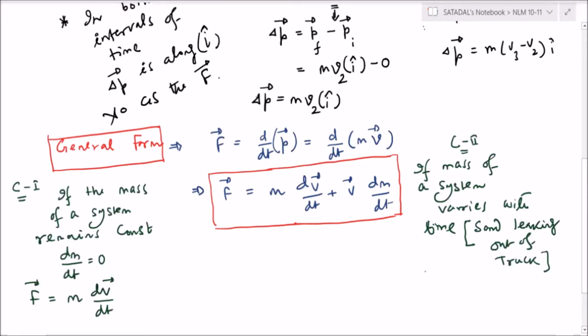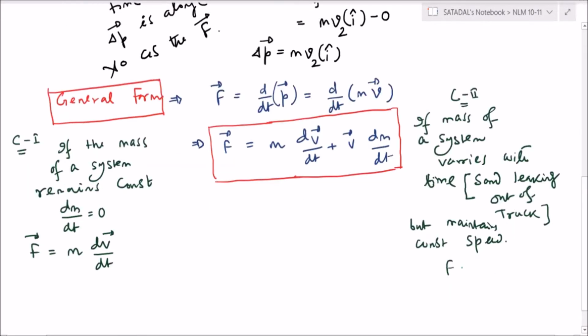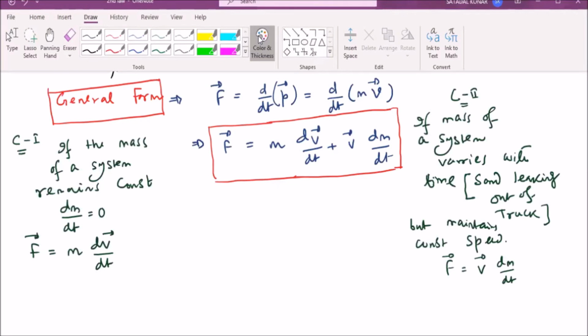So in those cases, if the mass of a system varies with time but maintains constant speed, then F is equal to v dm/dt. Bolo, these 2 points are clear? Right? Okay.